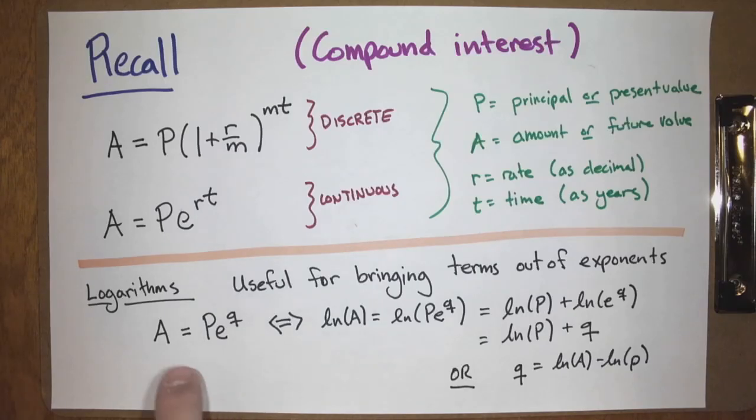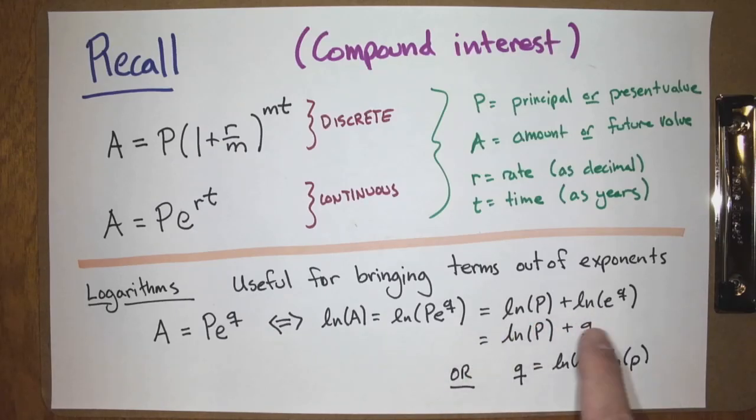So if we were in the continuous setting, we can just say if A equals P e to the Q, and we said, well, how can we find Q? Well, take the log of both sides. So if you need to bring something out of the exponent, that's going to be your go-to technique. One word of warning, logarithms do not get along well with addition. So if there's any addition involved, isolate the part with the exponent first and then take the log. Anyways, moral of the story, take the log of both sides.